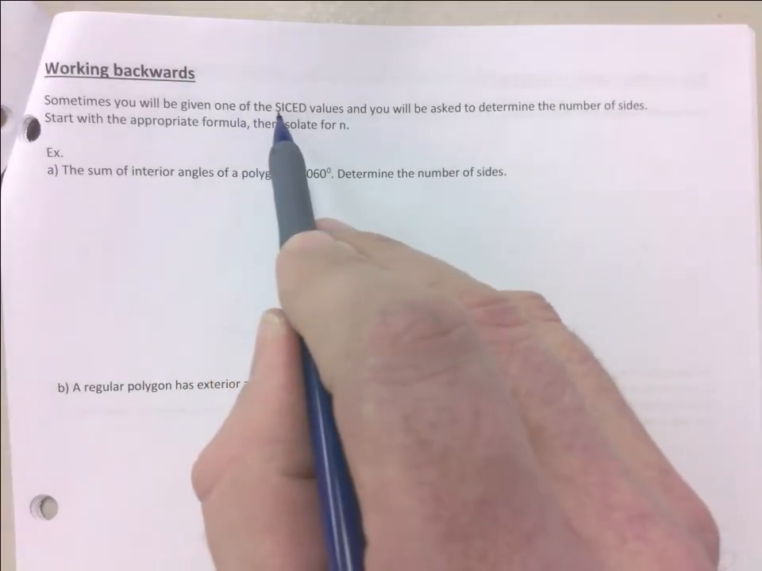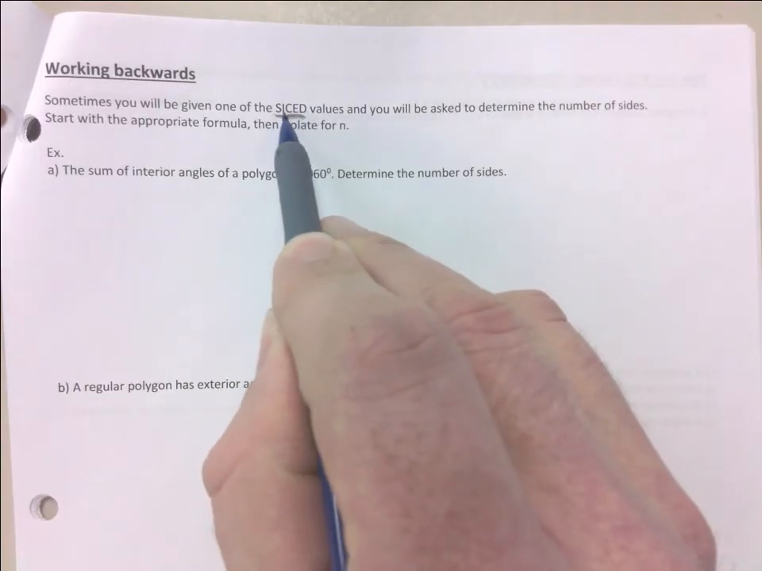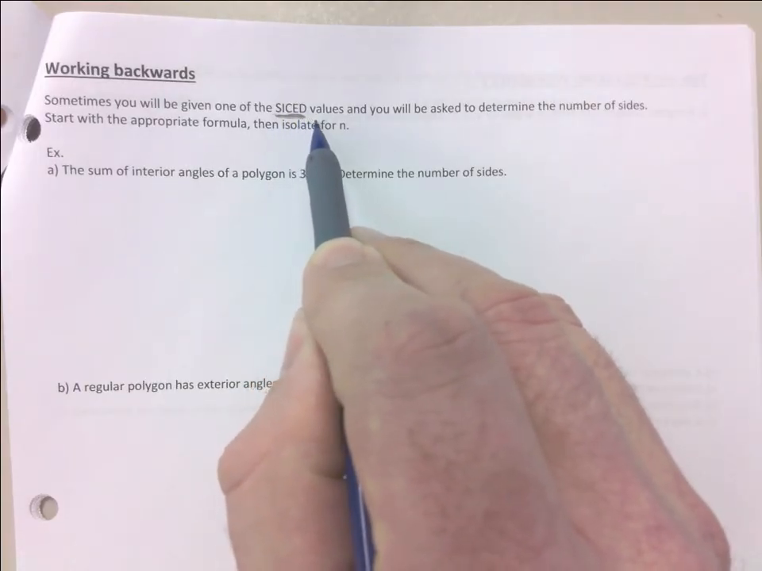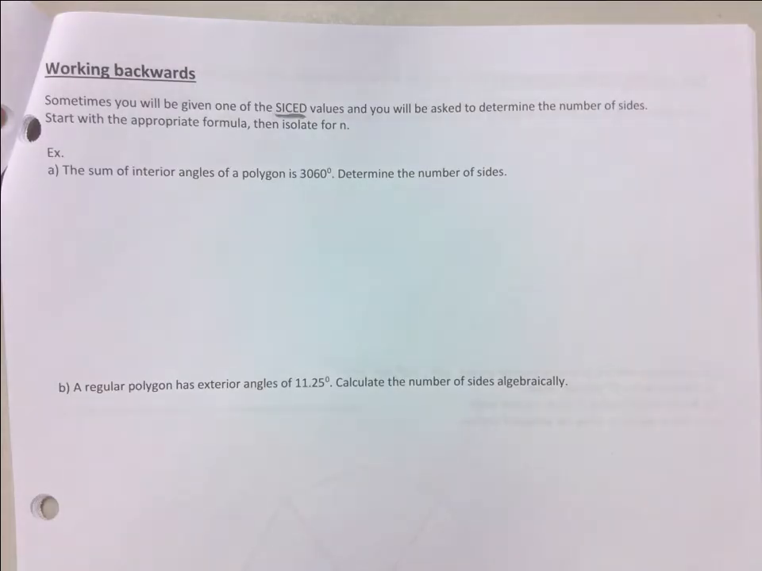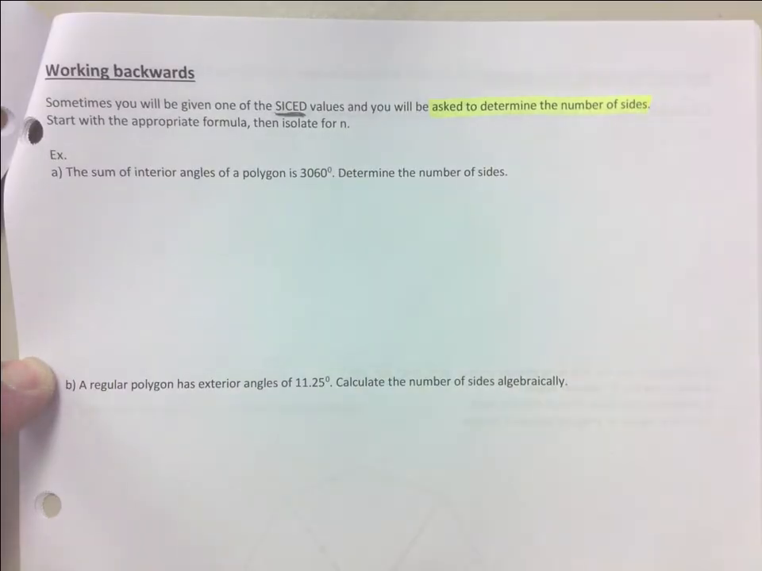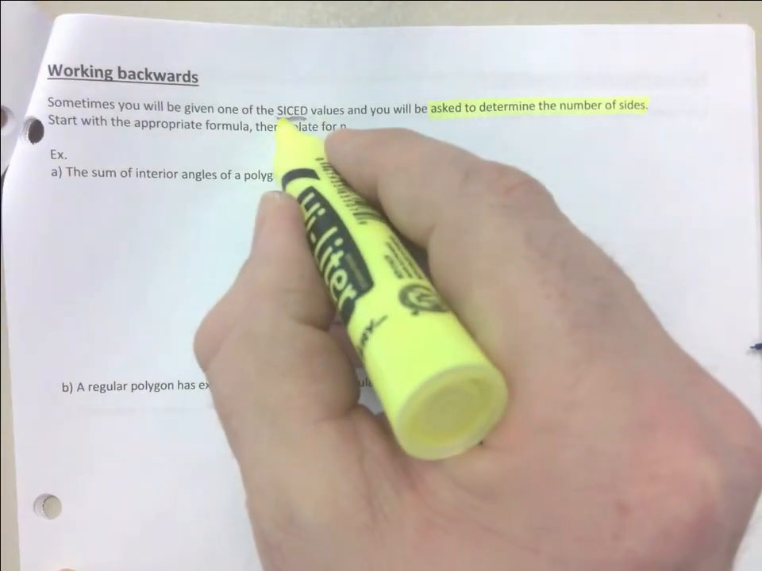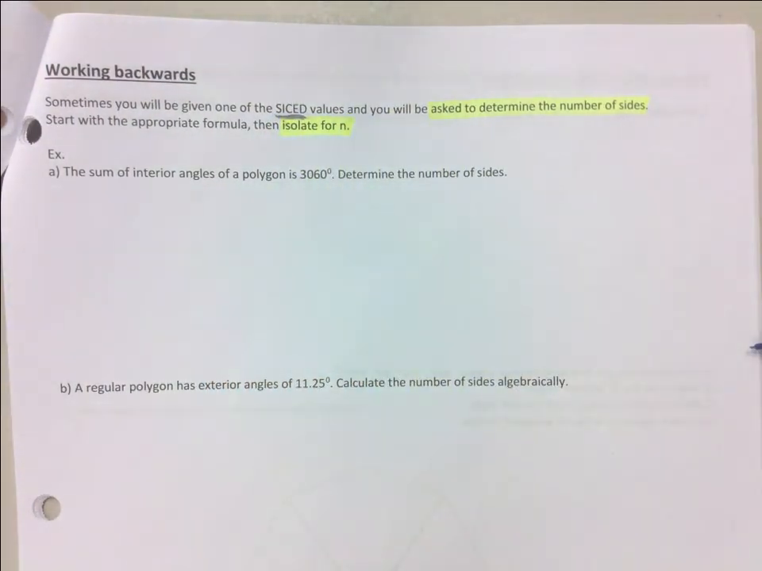Sometimes you'll be given one of those, like they'll have used one of the formulas to come up with the value, and you will be asked to determine the number of sides. So you have to solve for n, okay? You have to isolate for n.